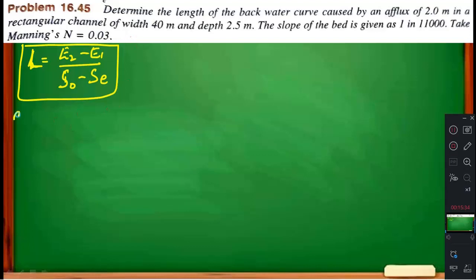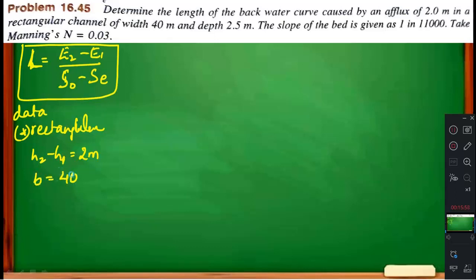Given data: what are the data given here? Write down. First they said rectangular channel. Rectangular is said, this is also data, don't forget this one. Then they said afflux. Afflux means H2 minus H1, directly given as 2 meter. Then the width of the rectangular channel is 40 meter. Then the depth here is 2.5 meter.